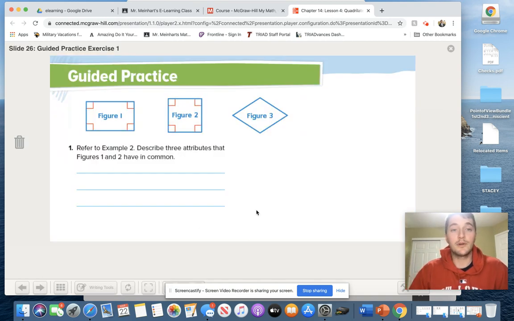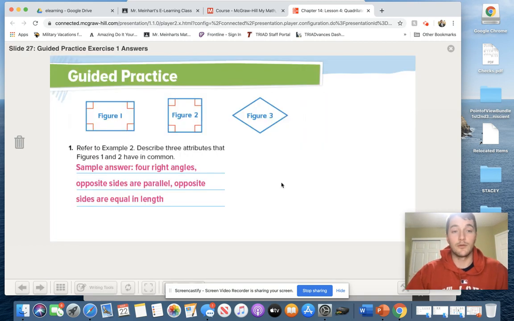All right, so refer to example number 2. Just did that. You're going to describe 3 attributes that figure 1 and 2 have in common. Pause the video. Do that now, okay? Once you do that, hit play, and we'll see where we're at. All right, so a sample answer doesn't have to be everything that this one has. So it could have been 4 right angles, opposite sides are parallel, opposite sides are equal in length. Okay, those are just some options that you could have had.